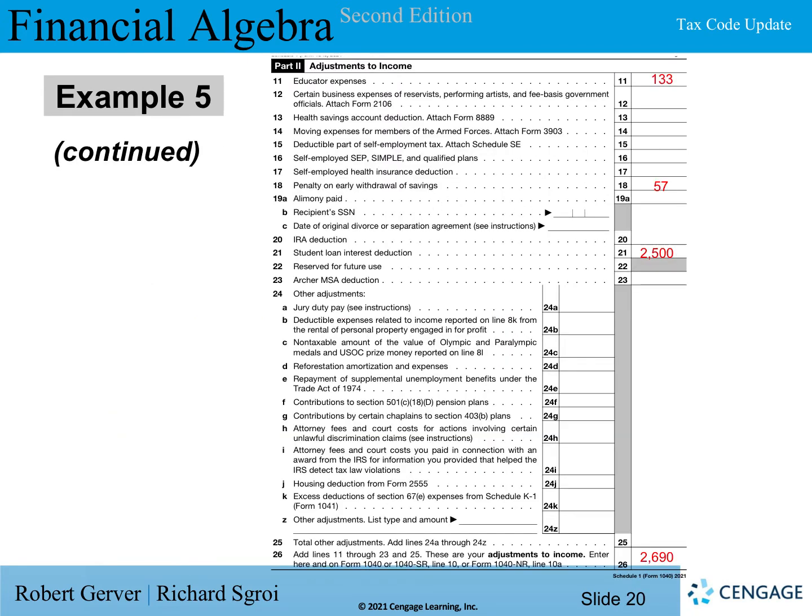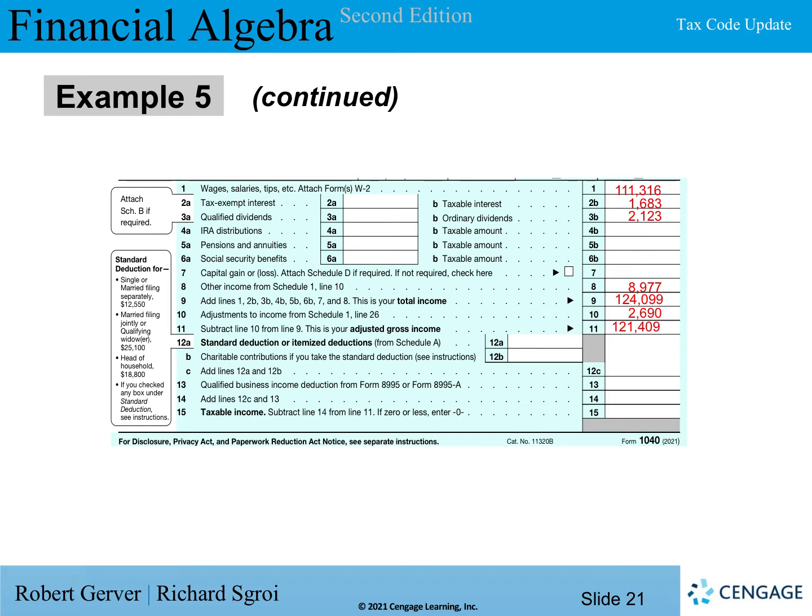Now we go back here to Part 2, adjustments to income, and you can see that he adds it on this particular form, line 21, student loan interest deduction, and that's where he puts the $2,500. Now going back to Form 1040, he puts in the amount that he got from those deductions on line 10, of $2,690, and line 11 shows the adjusted gross income of $121,409.